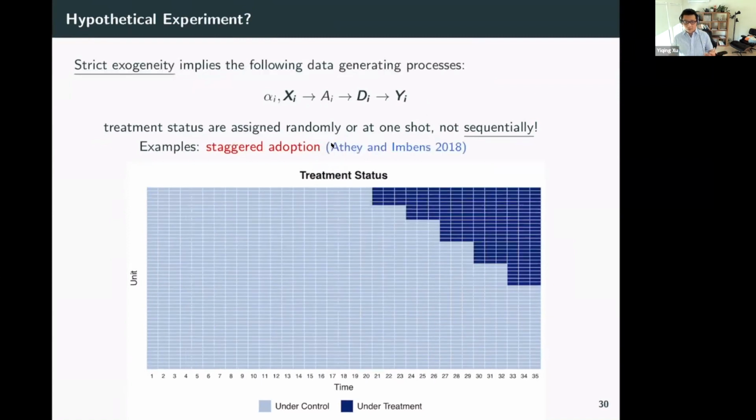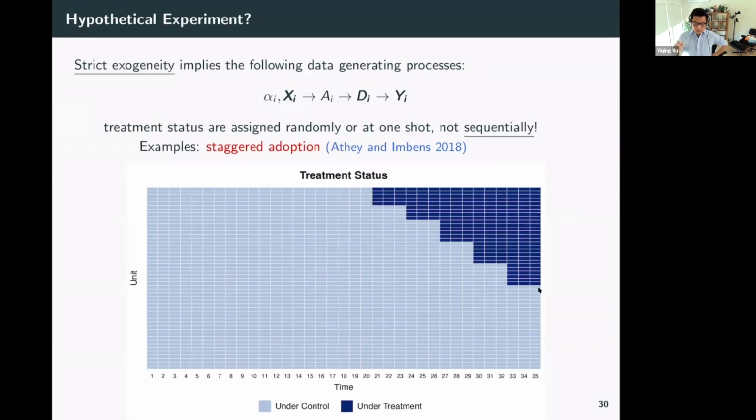You don't have to run a real experiment to make staggered adoption work. This D I can condition on alpha I, right? Some units are more inclined to get treated. Some more liberal states are more likely to adopt certain policies a priori. But once they adopt the policy, the policy is sticky and they stay there. That can accommodate a lot of observational scenarios, and that is perfectly fine. That satisfies strict exogeneity. So if you think about when strict exogeneity may work, this is why.